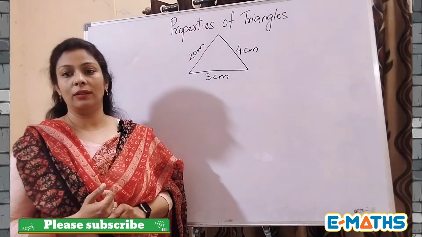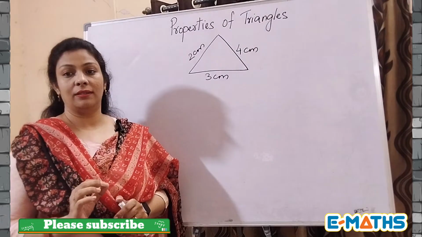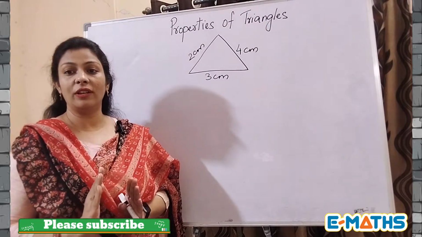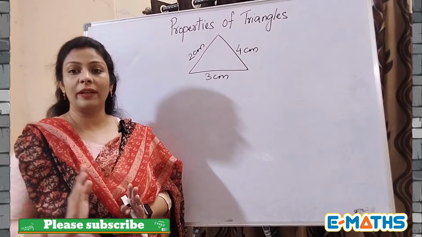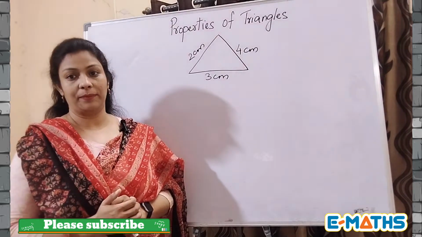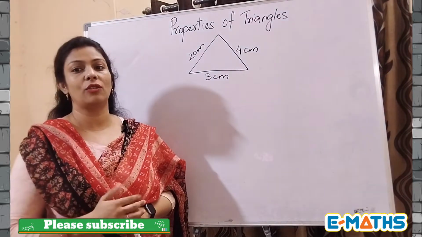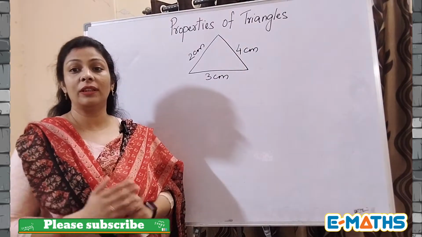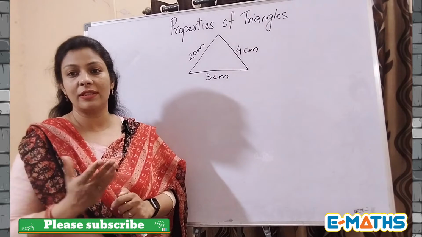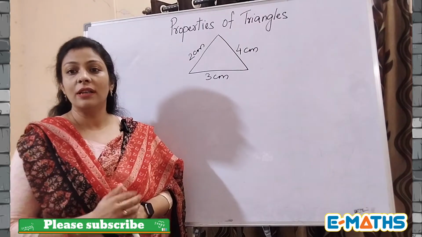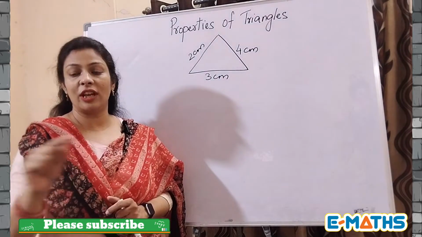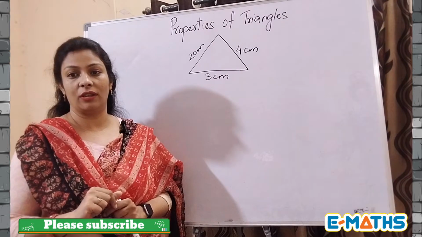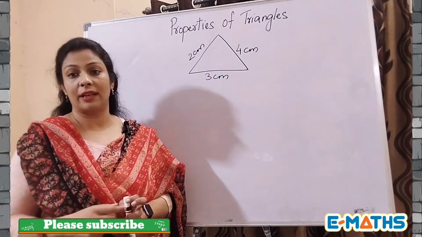So, the first one is that the sum of two sides of a triangle should always be greater than the third side, and if it is not, that means it is not forming a triangle. So if you need to figure out whether the given sides can form a triangle or not, just add up the two sides and check whether it's greater than the third side or not. So you have to do it for all the three sides one by one.